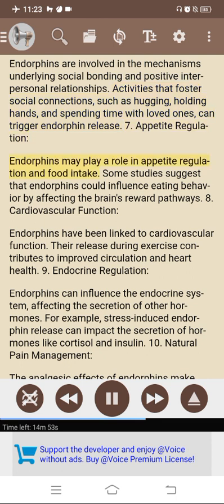7. Appetite regulation. Endorphins may play a role in appetite regulation and food intake. Some studies suggest that endorphins can influence eating behavior by affecting the brain's reward pathways. 8. Cardiovascular function. Endorphins have been linked to cardiovascular function. Their release during exercise contributes to improved circulation and heart health.